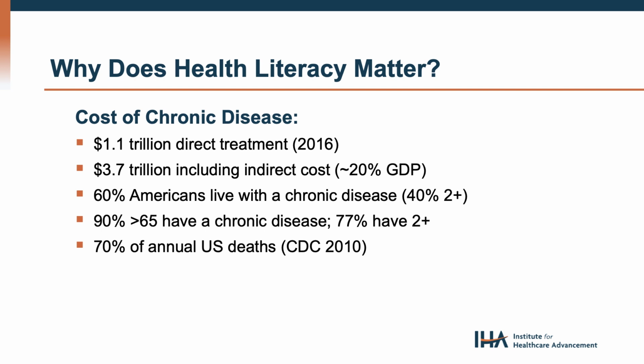When we look at things like the cost of chronic disease, about $1.1 trillion in direct treatment is spent each year. And then if you add in the indirect costs, which would be missed work time, disability, and all the other associated types of costs, that number inflates up to about $3.7 trillion. And that's about 20% of our gross domestic product. This is a staggering number. 60% of Americans live with a chronic disease, and 40% of those have two or more. 90% of those 65 years of age and older have a chronic disease, and 77% of them have two or more chronic diseases. And then about 7 out of 10 annual U.S. deaths are due to chronic disease. So we can, as I said, start to connect some of these dots, especially with this statistic here.